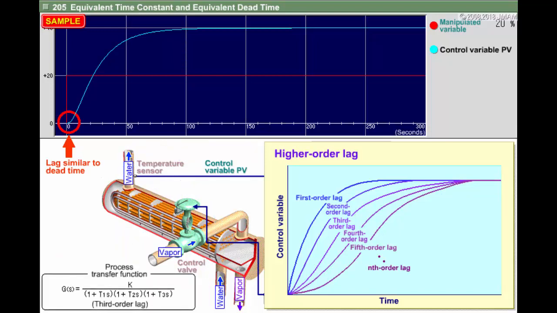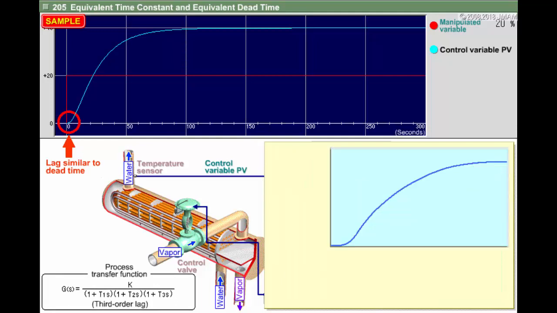All right, let's calculate the time constant of this heat exchanger. First, find the point on the curve with the highest slope, and draw a tangent line at that point. Meanwhile, we'll call the time at which this tangent line crosses the time axis S1, and the time at which the tangent line crosses the settling value of the control variable S2.